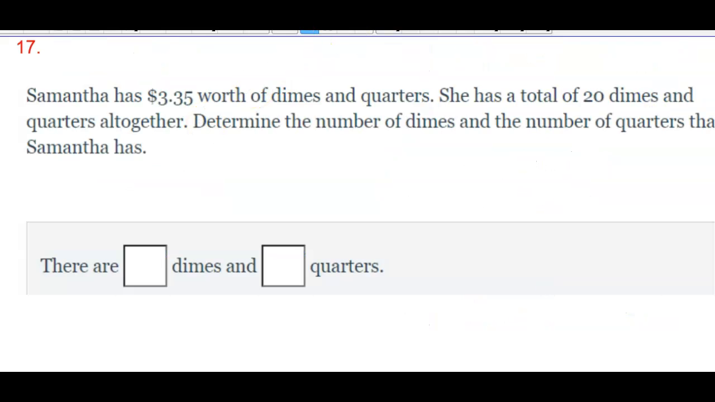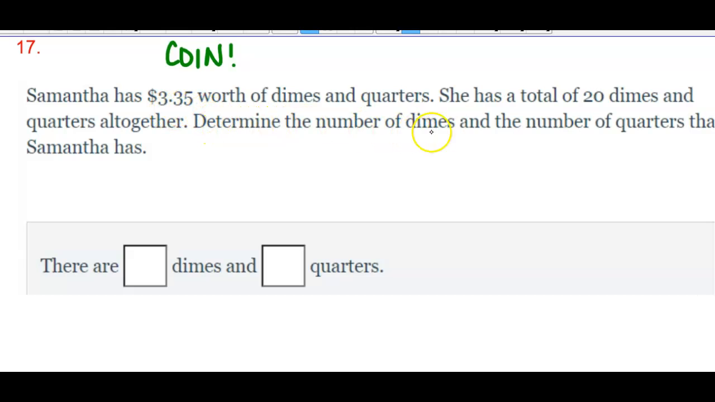Last kind. Delta Math has some coin problems. Not my favorite. I think these are kind of silly. Samantha has $3.35 worth of dimes and quarters. She has a total of 20 dimes and quarters altogether. Determine the number of dimes and the number of quarters that Samantha has. If you know what she's got, then you should be able to just count it, in my opinion. But these are pretty easy to understand, so I did assign a couple of these.